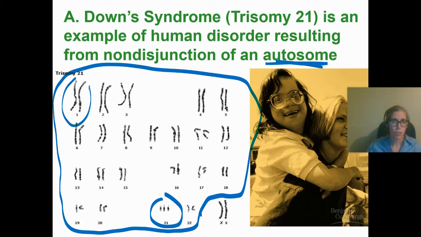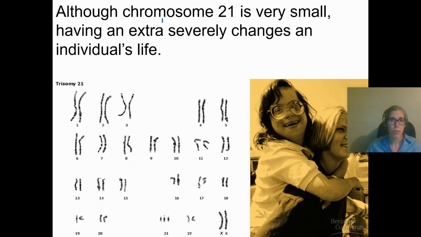If you have an extra chromosome 1, though, or an extra chromosome 2, some of these bigger chromosomes, usually the baby just dies. So it's not that these chromosomes never mess up. It's just that when they do, the baby doesn't make it because there's just so much DNA. So having an extra first chromosome, usually the baby doesn't live. It's lethal. So although chromosome 21 is very small, having an extra really does change an individual's life quite a bit.